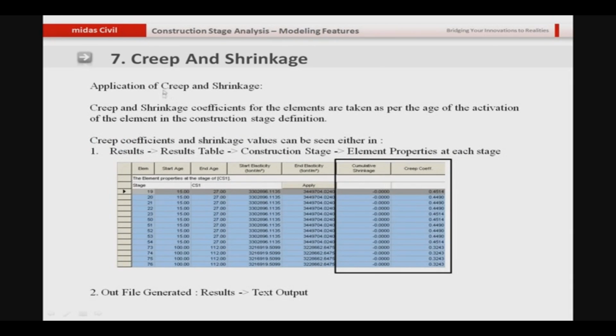Now let's talk about the application of creep and shrinkage. The creep and shrinkage coefficients for the elements are taken as per the age of activation. So whatever age you specify when you activate the element will be the age at which the creep coefficient will be taken. The creep coefficients and the shrinkage values can be seen in the result tables for the construction stage. I'll be talking about this in detail when I go to the results. Or you can create the out file, and in the text output you can see the creep and shrinkage factors or coefficients.